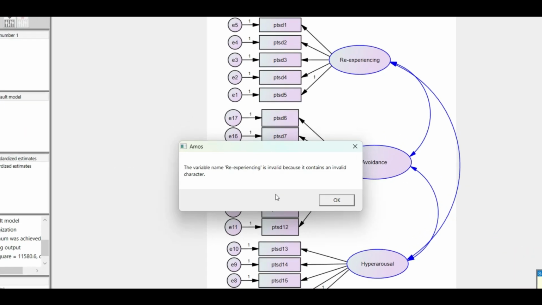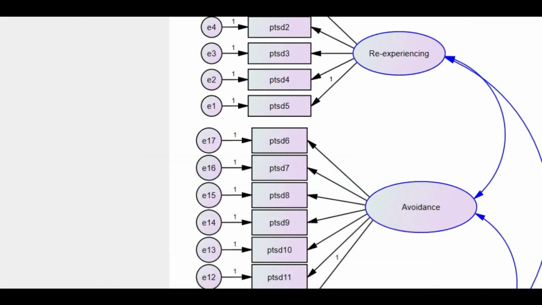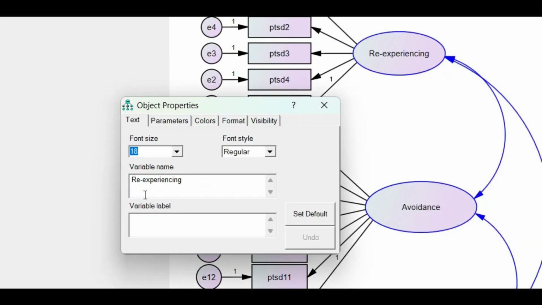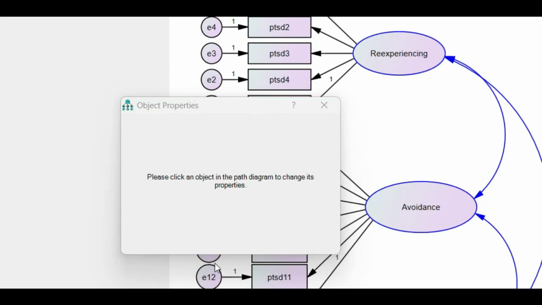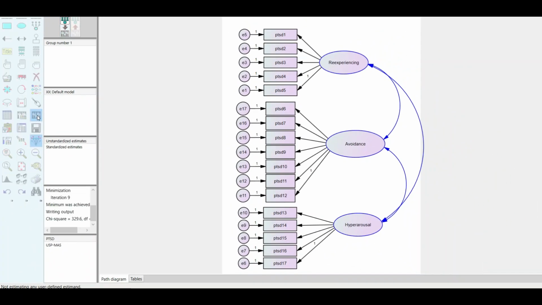Okay, it says that it contains an invalid character, so the dash doesn't work. So let us change here, re-experiencing, remove the dash. Now let's start calculating the estimate again. Yeah, voila, minimum was achieved.